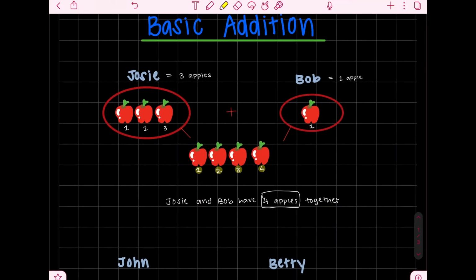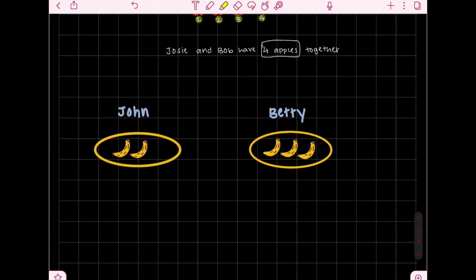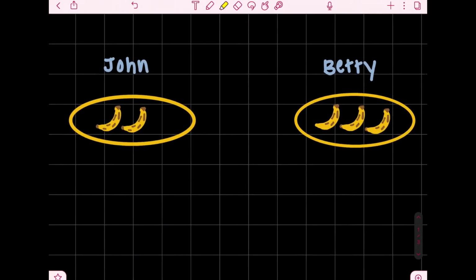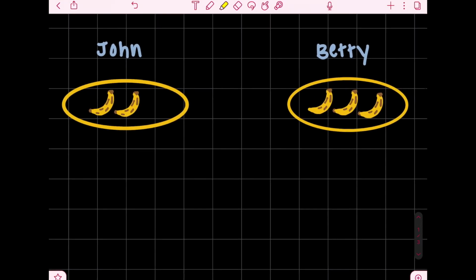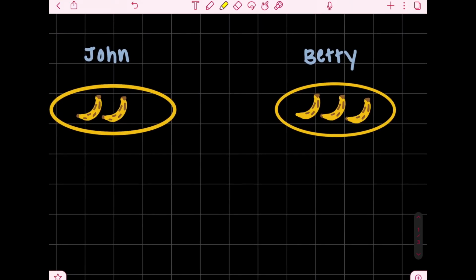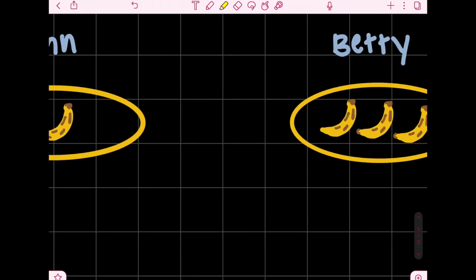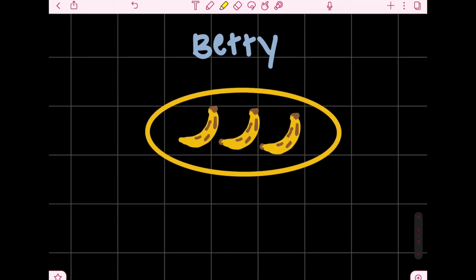Let's move on to another example that is kind of similar, just with different numbers and still using visualization as a technique to figure out basic addition. So here we have John and Betty. In this case, we're dealing with bananas. Like I said, same type of example, just different numbers. So John has 2 bananas and Betty has 3 bananas.